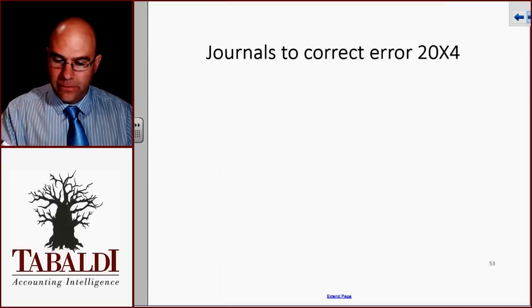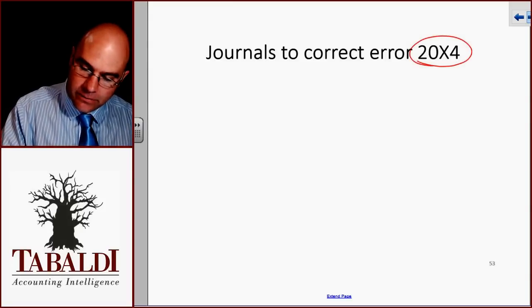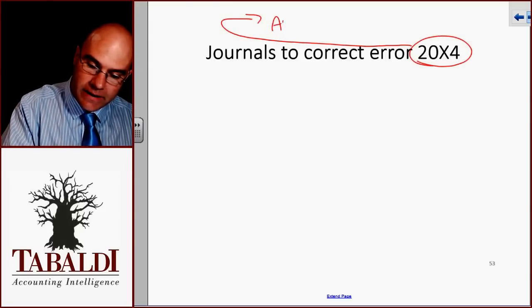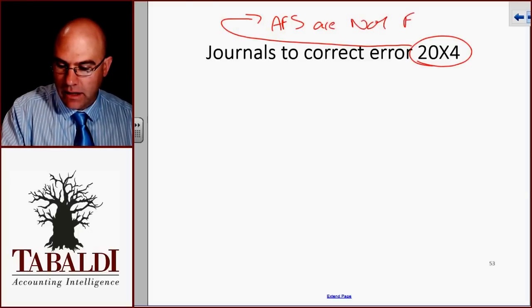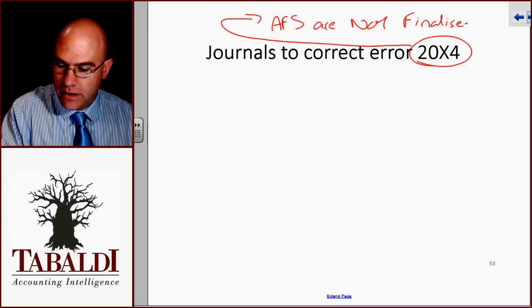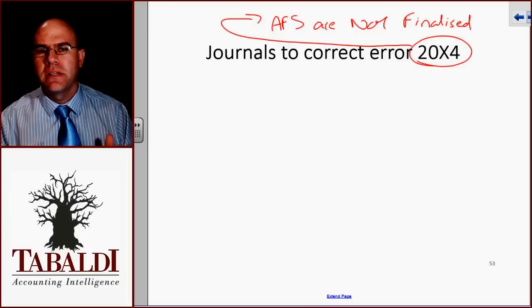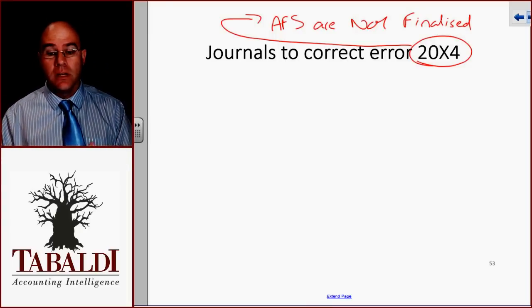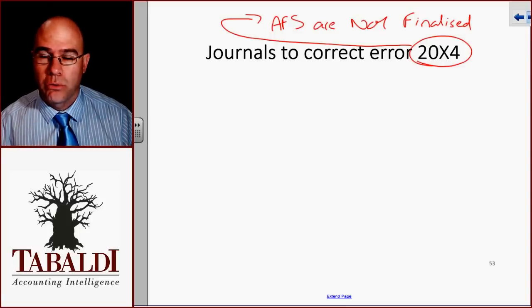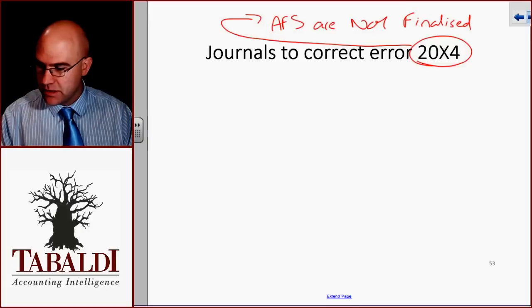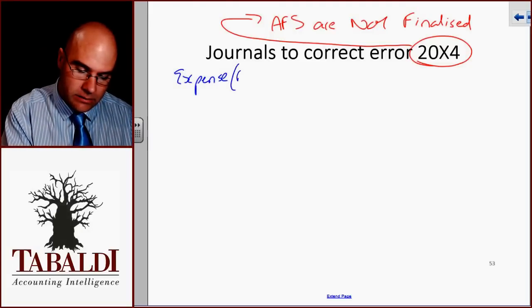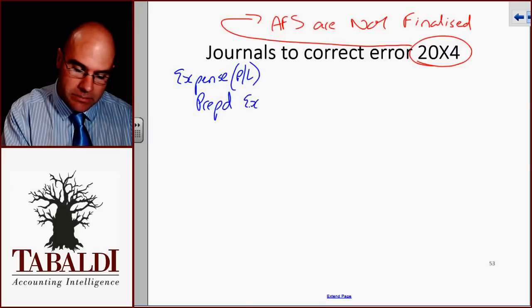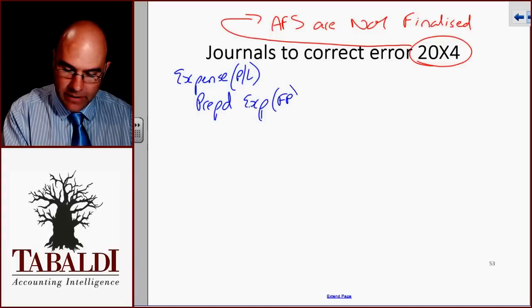Now, 2004. Remember something here in 2004: the annual financial statements are not finalized. So there is, therefore, no adjustment that's going to be disclosed at all. All you're going to do is put through the correct figures before they are authorized and finalized. The adjustment that you'll need to put through here is debit expense, credit prepaid expense. Use up the last bit of the asset, the final 50.